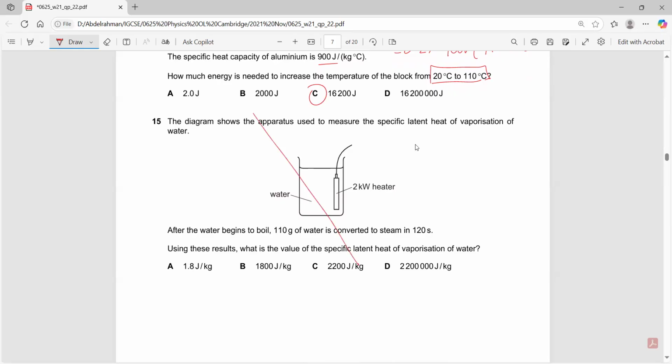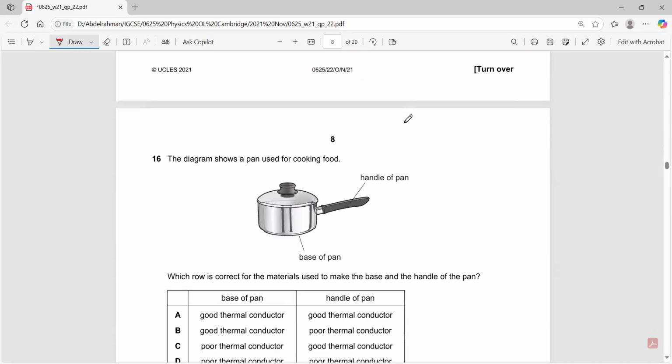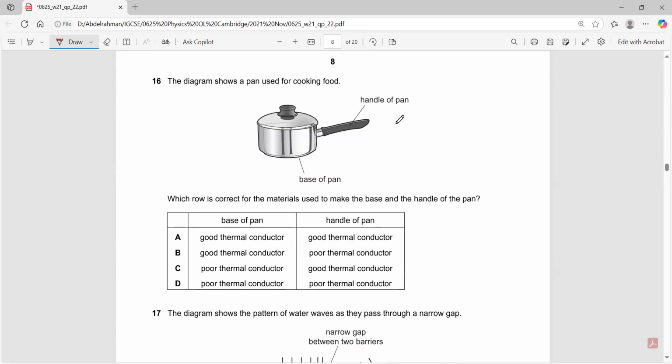Question 15 is cancelled. Latent heat of vaporization has been removed. Question 16. Which row is correct for the materials of the base and the handle? The base needs to be a good conductor while the handle needs to be a poor conductor.